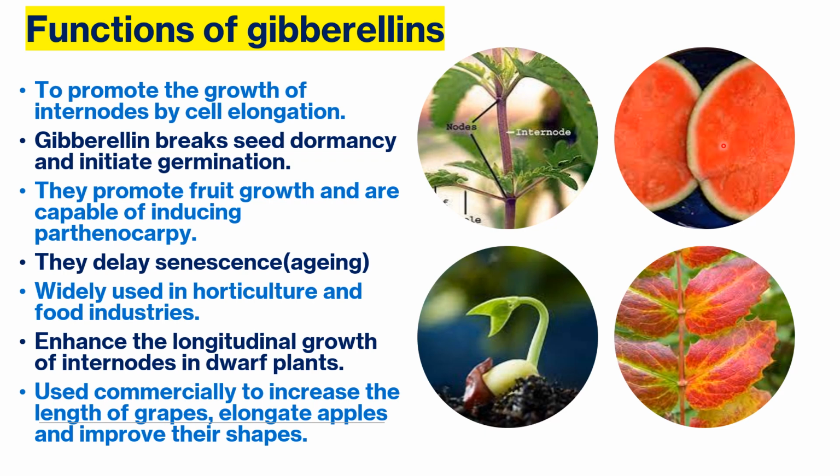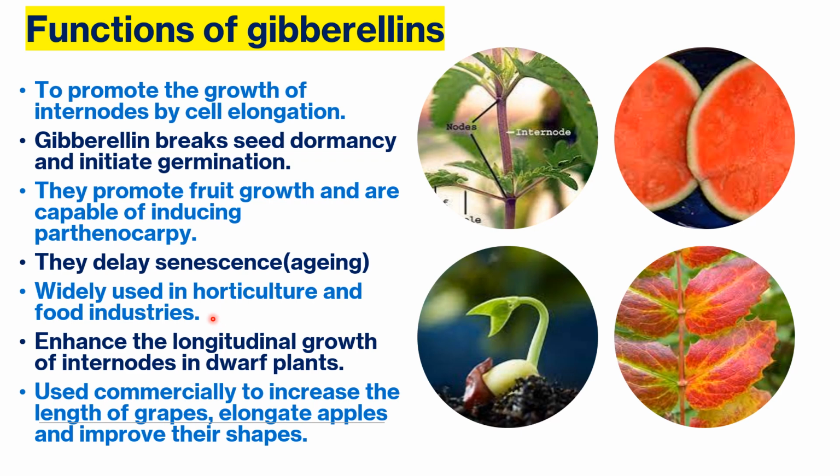We already discussed that in the functions of auxins. Parthenocarpic fruit: what is parthenocarpy? Fruit formation without fertilization. Gibberellins also induce parthenocarpy. The next point, they delay senescence or aging. That means gibberellins and auxins are growth promoting hormones in plants. Then the next point, widely used in horticulture and food industries.